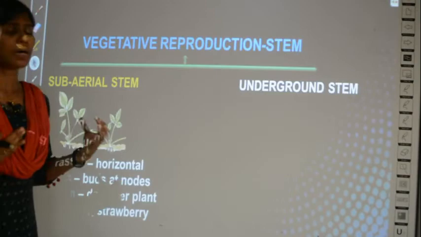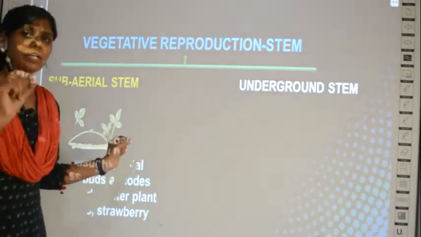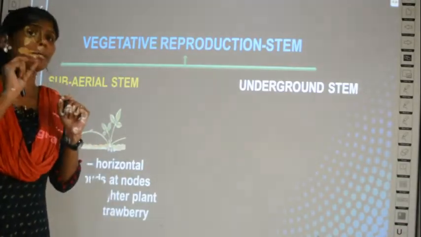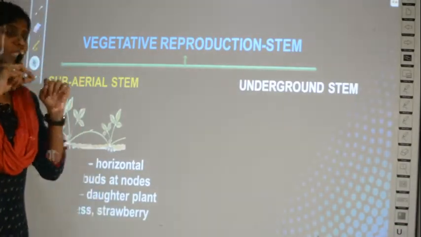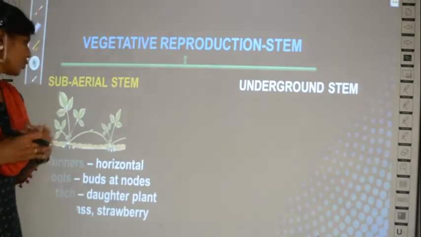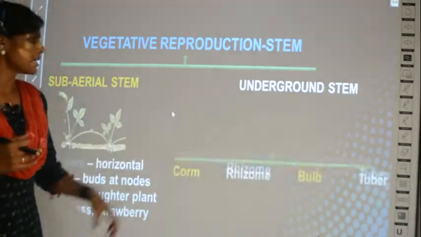Where can you find the buds? They are found in every node. In this method of reproduction, every node will develop a bud, and from the bud the roots will emerge, and if you cut it and put it under the soil, it can develop into a new plant. This is the process of multiplication here.